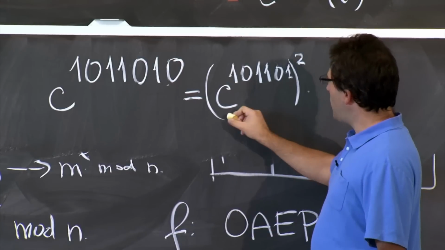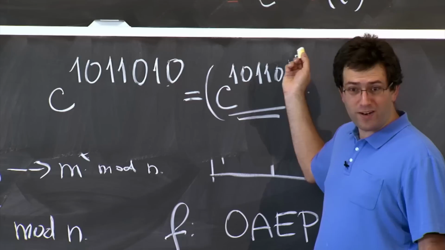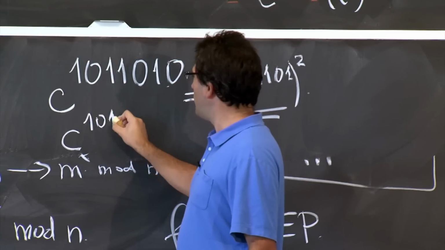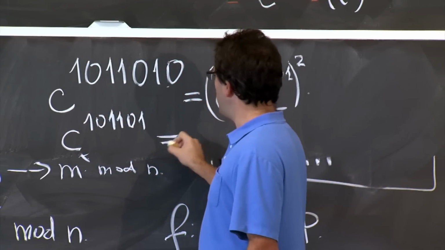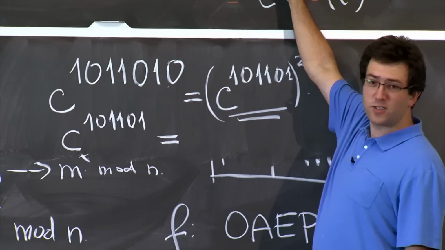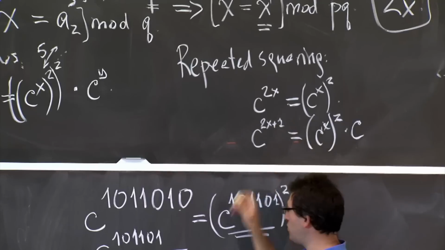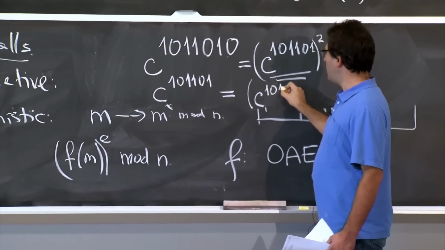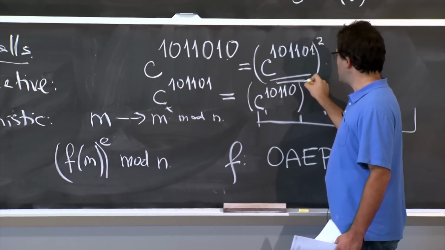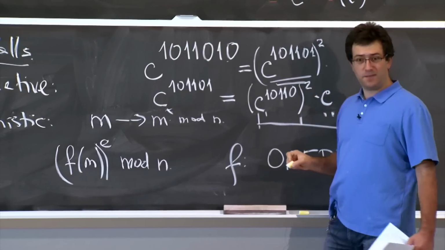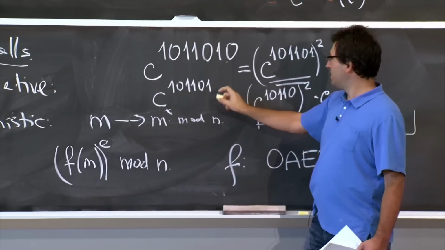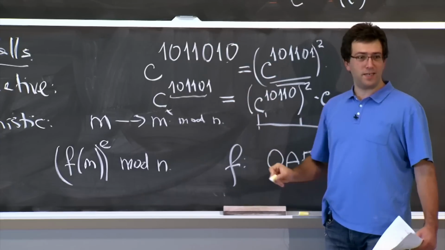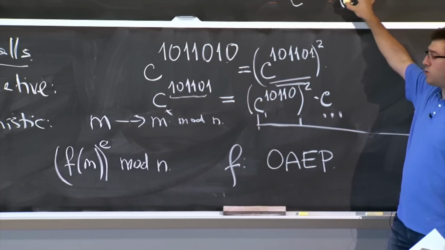OK, so now, if only you knew this value, then you could just square it. Now we're going to compute this guy. So c to the 101101 is equal to, well, here we can't use this rule because it's not 2x. It's going to be 2x plus 1. So now we're going to write this as c to the 10110 squared times another c, because it's this prefix times 2 plus this 1 at the end. So that's how you fish it out for repeated squaring.